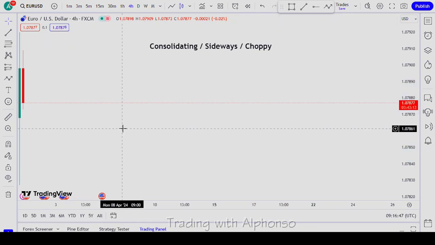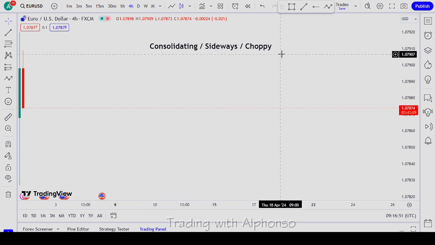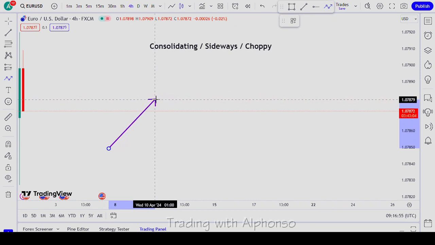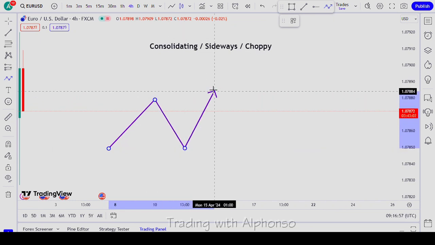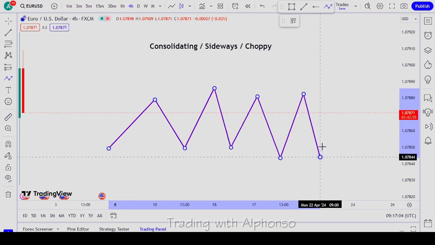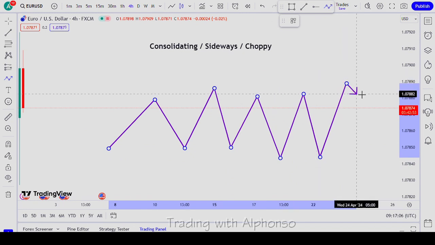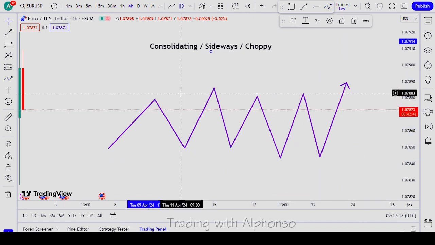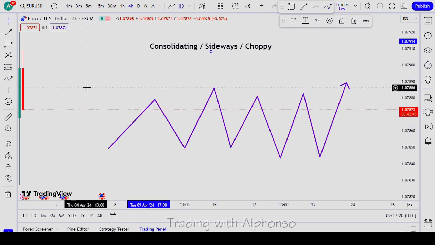Let's go to a consolidating market structure, which is also called sideways or a choppy market structure. It forms this way: high, low, as you continue to the sideways. It indicates indecision in the market. You can either buy or sell.